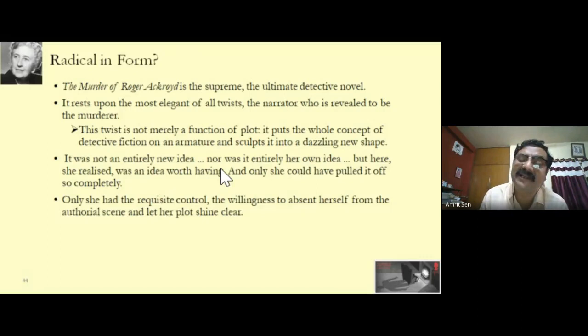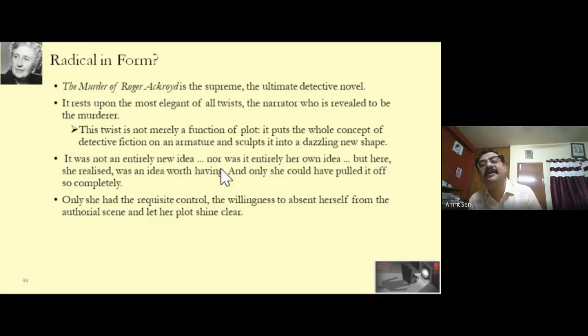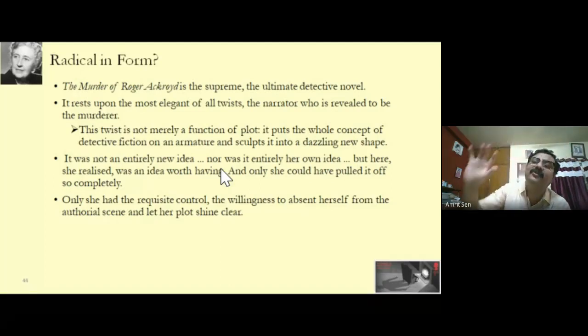It was not an entirely new idea, nor was it entirely her own idea. আমরা দেখেছি যে ওকে এই আইডিয়াটা দেওয়া হয়েছিল, but here she realized was an idea worth having, and only she could have pulled it off so completely. Only she had the requisite control, the willingness to absent herself from the authorial scene. জায়গাটা ছেড়ে দিচ্ছেন authorial জায়গাটা to Dr. Shepherd. Omniscient narration নয় কিন্তু, this is a first person narrative of Dr. Shepherd, যার ওপরে hover করছে Agatha Christie and Hercule Poirot.